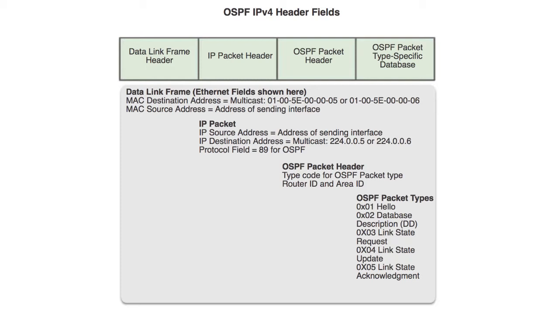OSPF over Ethernet contains a Data Link Ethernet Frame Header. It identifies the destination multicast MAC addresses. The IP Packet Header identifies the IP protocol field 89 that indicates this is an OSPF packet. The OSPF Packet Header identifies the OSPF packet type, the router ID, and the area ID. OSPF packet type specific data contains the OSPF packet type information.